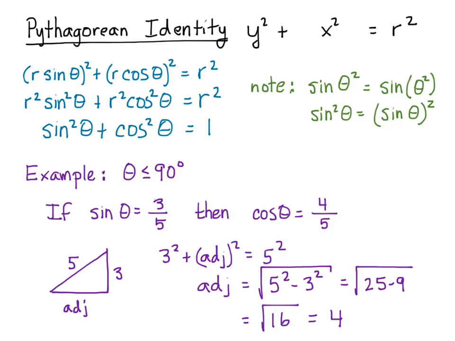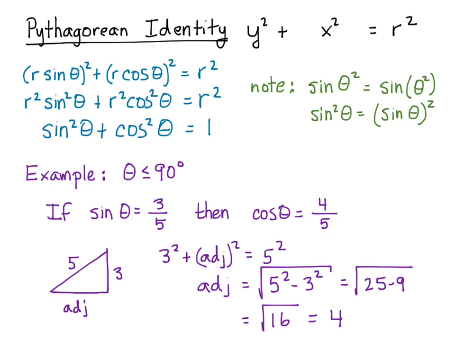You can also use that sine squared, cosine squared identity by realizing that you have 3/5 squared plus the cosine squared of theta equals 1, and so the cosine squared of theta equals 1 minus 9/25, and so we find the cosine squared of theta equals 16/25.